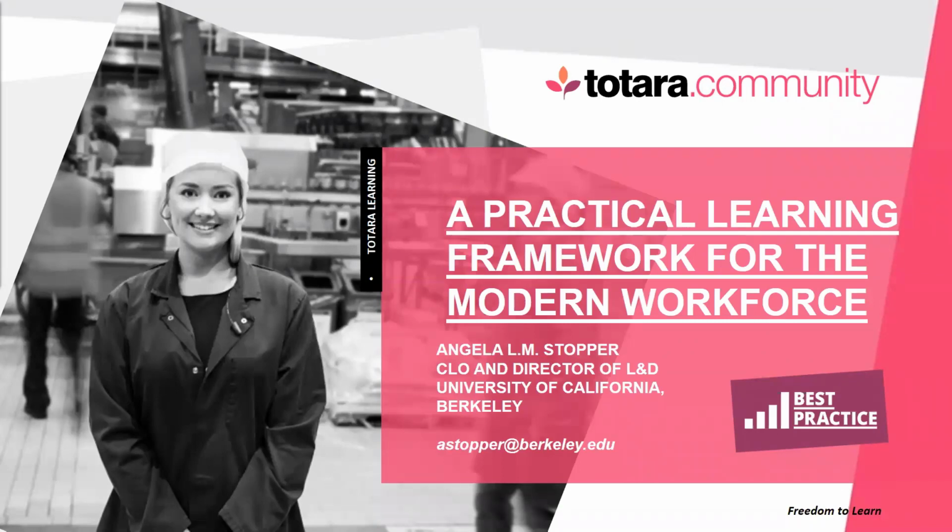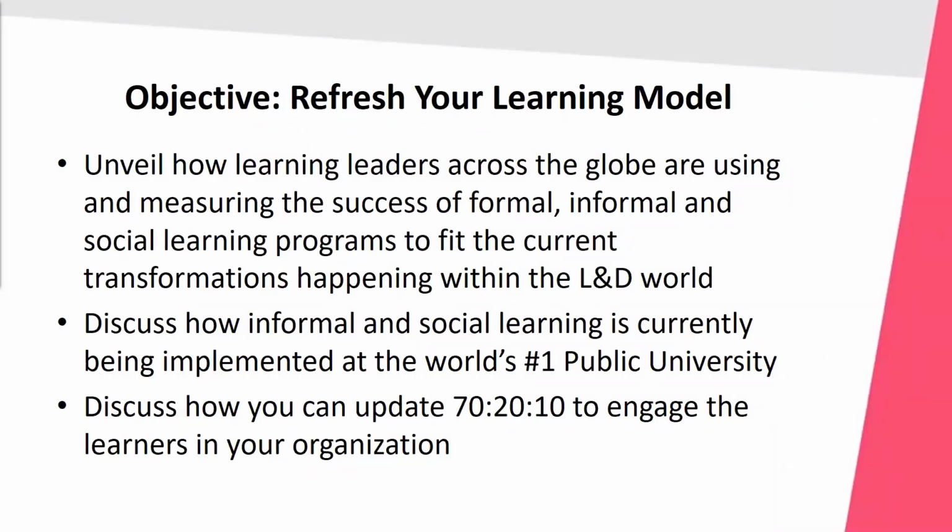Thanks so much to all of you for joining me today. As Wesley said, I'm really excited to spend the next half hour, 40 minutes talking about a new way to think about the 70-20-10 learning model. I want to talk about a research project that a group of us did where we talked to people around the globe about how they are using and measuring the success of formal, informal, and social learning. We'll discuss what we're doing here at the University of California, Berkeley campus, and how you might think about updating your 70-20-10 learning model to engage the learners within your organization.